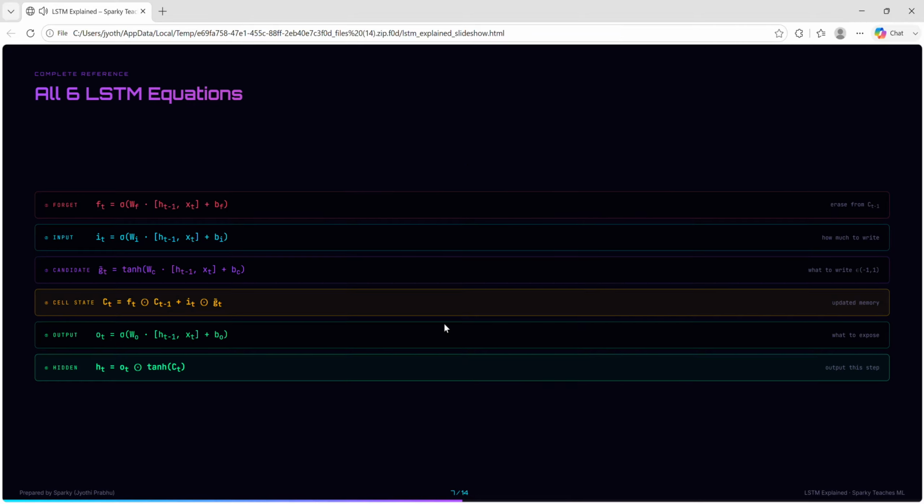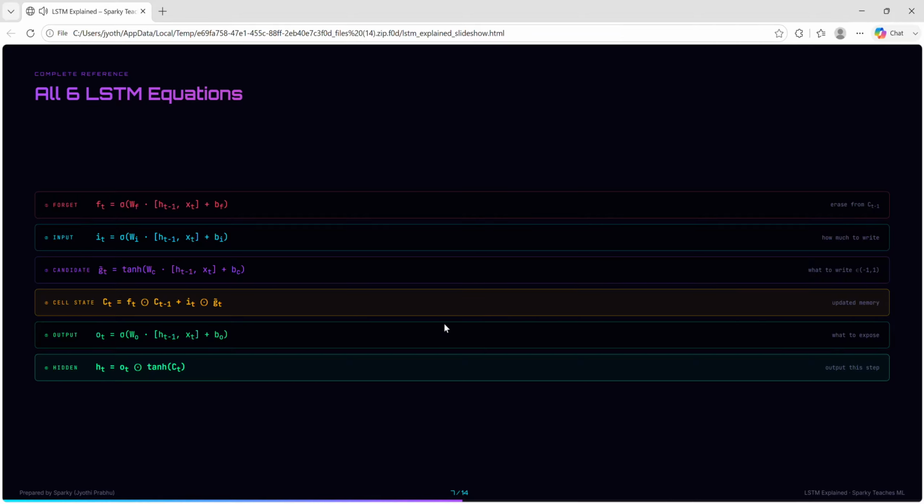Let us now see all 6 LSTM equations together. First, the forget gate, F subscript T equals sigma of W_F dot H_{T-1}, X_T plus B_F. Second, the input gate, I subscript T equals sigma of W_I dot the same concatenation plus B_I. Third, the candidate cell, G tilde subscript T equals tanh of W_C dot the concatenation plus B_C. Fourth, the cell state update, C subscript T equals F subscript T element-wise C subscript T-1, plus I subscript T element-wise G tilde subscript T.